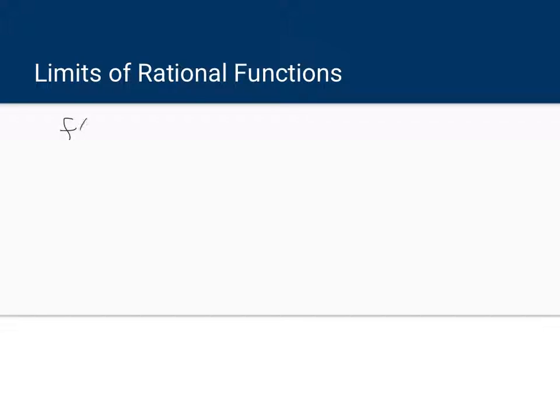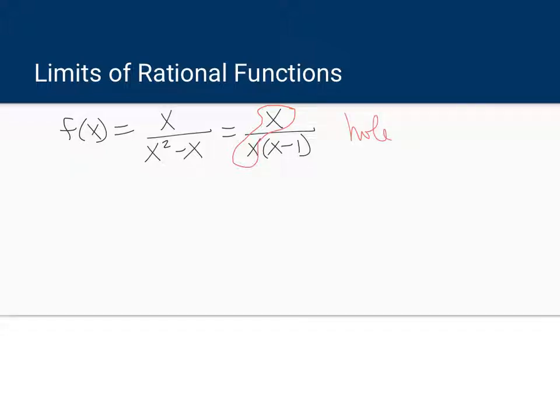So let's suppose we have a rational function, f of x equals x divided by x squared subtract x. If we factor that denominator, we get x over x times x subtract 1. And thinking back to what you learned about rational functions in pre-calculus, we know that the common factor in the numerator and the denominator, x, that can be zeroed out, causes a hole to occur in the graph. And other than that hole, the graph of f of x looks just like the graph of 1 over x subtract 1.